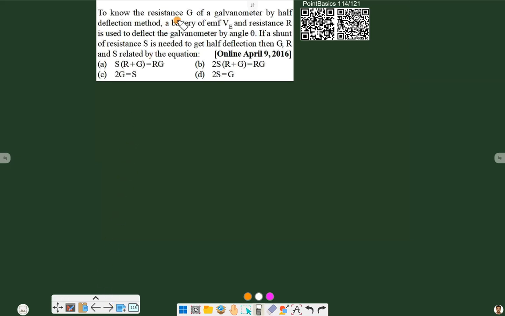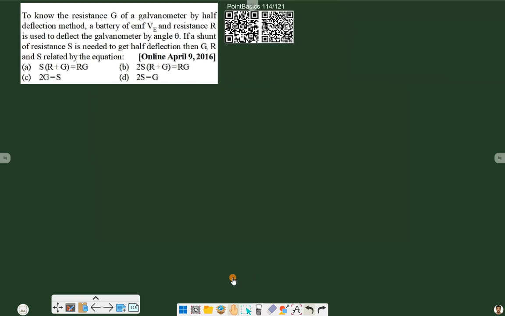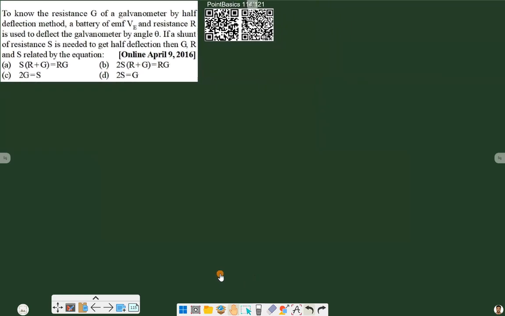To know the resistance G of a galvanometer by half deflection method, a battery of EMF V and resistance R is used to deflect the galvanometer by angle theta. If a shunt of resistance S is needed to get the deflection to half, then G, R and S are related by. So again we have solved a similar type of question, that is with and without shunt. So here we will have two cases.